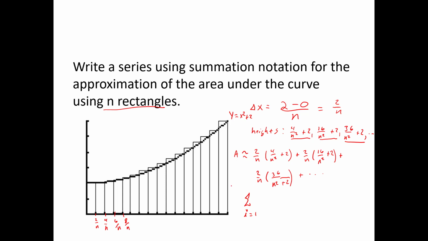So each term represents the area of one rectangle. So our upper limit of summation should be n, from i equals 1 to n. And if you look at the terms, you'll notice that they all have a 2 over n in front. They all have a fraction plus 2. And then in the denominator, you have n squared for all of them. But in the numerator, you have 4, then 16, then 36.